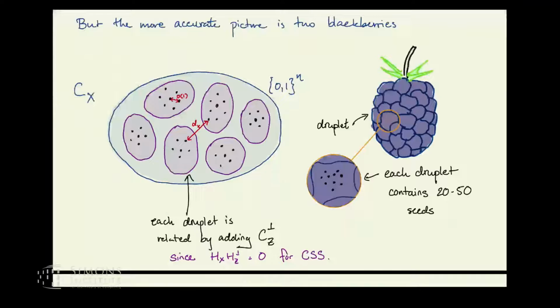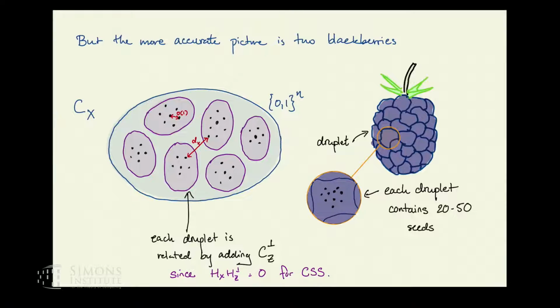Why is this necessary? It's because the drupelets that form in the code are related by adding the CZ perp code. So there's a picture. This is the picture for CX, but there's an identical picture going on for the CZ code. And each of those points is related by adding that code. And because you needed HX HZ perp equal to 0 for the CSS code condition, if you're talking about quantum LDPC codes, you must get that the distance between elements within this drupelet is constant. So you actually have these many little code words occurring. But then the fun part is that while there are lots of these points at short distance from one another, they form these natural drupelets which have a larger distance from one another. So for CSS codes, they really look like blackberries, and I don't think there's any other fruit or object with this kind of property.